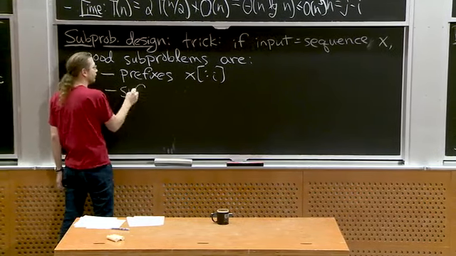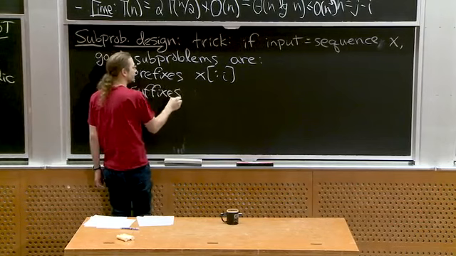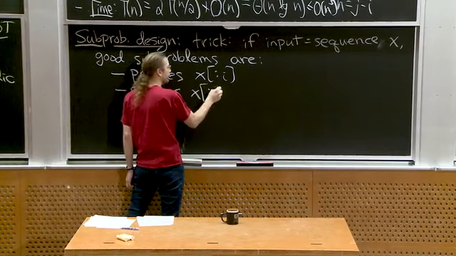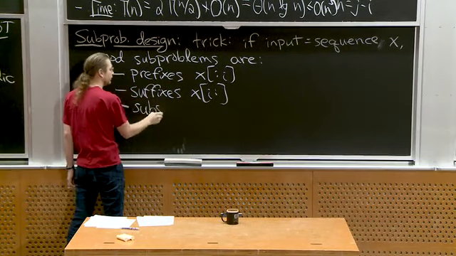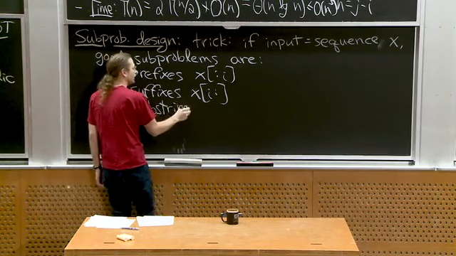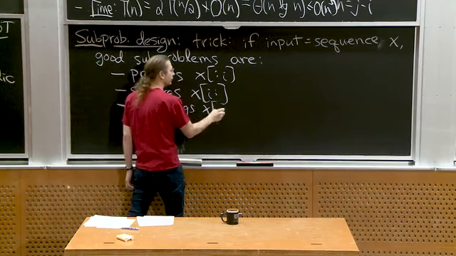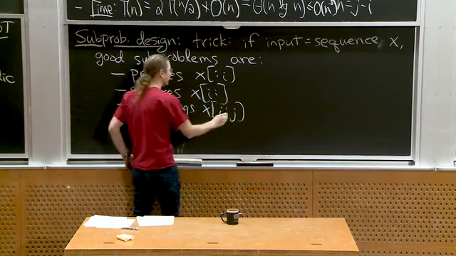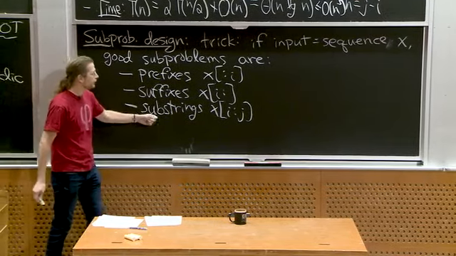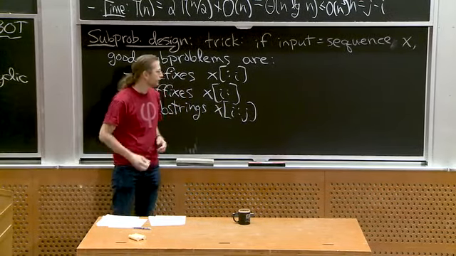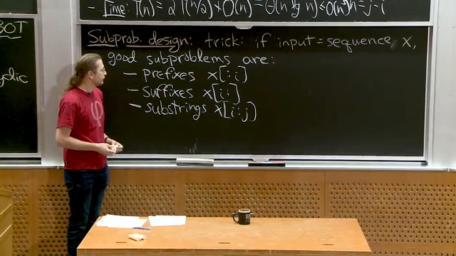We could do all the suffixes, x from i onward for all i. Or we could do substrings, which are the consecutive items from i to j. I don't write subsequence here. Subsequence means you can omit items in the middle. So for a substring, you have to start at some position and do all the things up to j. So these are nice, easy to express in Python notation.